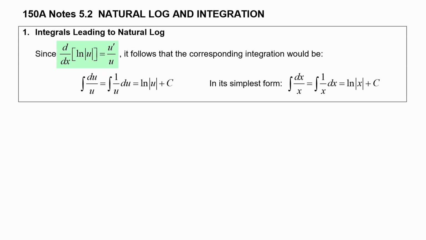u prime over u, it follows that the corresponding integration would be the integral of du over u, which is the same thing as saying the integral of 1 over u du, would equal natural log of the absolute value of u plus c.